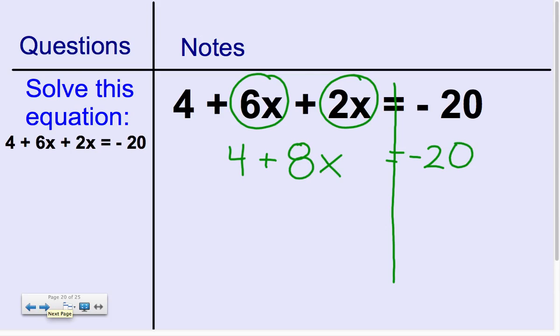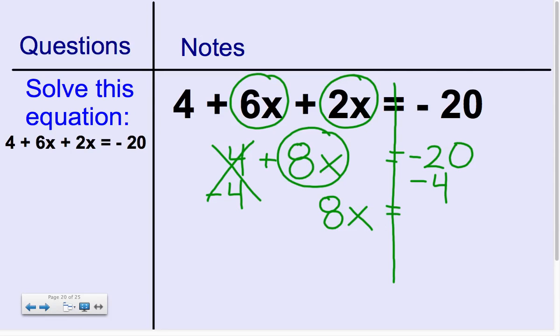Now we're left with a couple and third wheel problem. My couple is 8x, my third wheel is 4. So it's positive, so I'm going to subtract it from both sides. 4 and negative 4 make 0. Bring down the 8x. Negative 20 and negative 4 make negative 24. And then I'm going to break up my couple by dividing both sides by 8. So I'm left with x equals negative 24 divided by 8 is negative 3. Remember, a negative divided by a positive makes a negative.